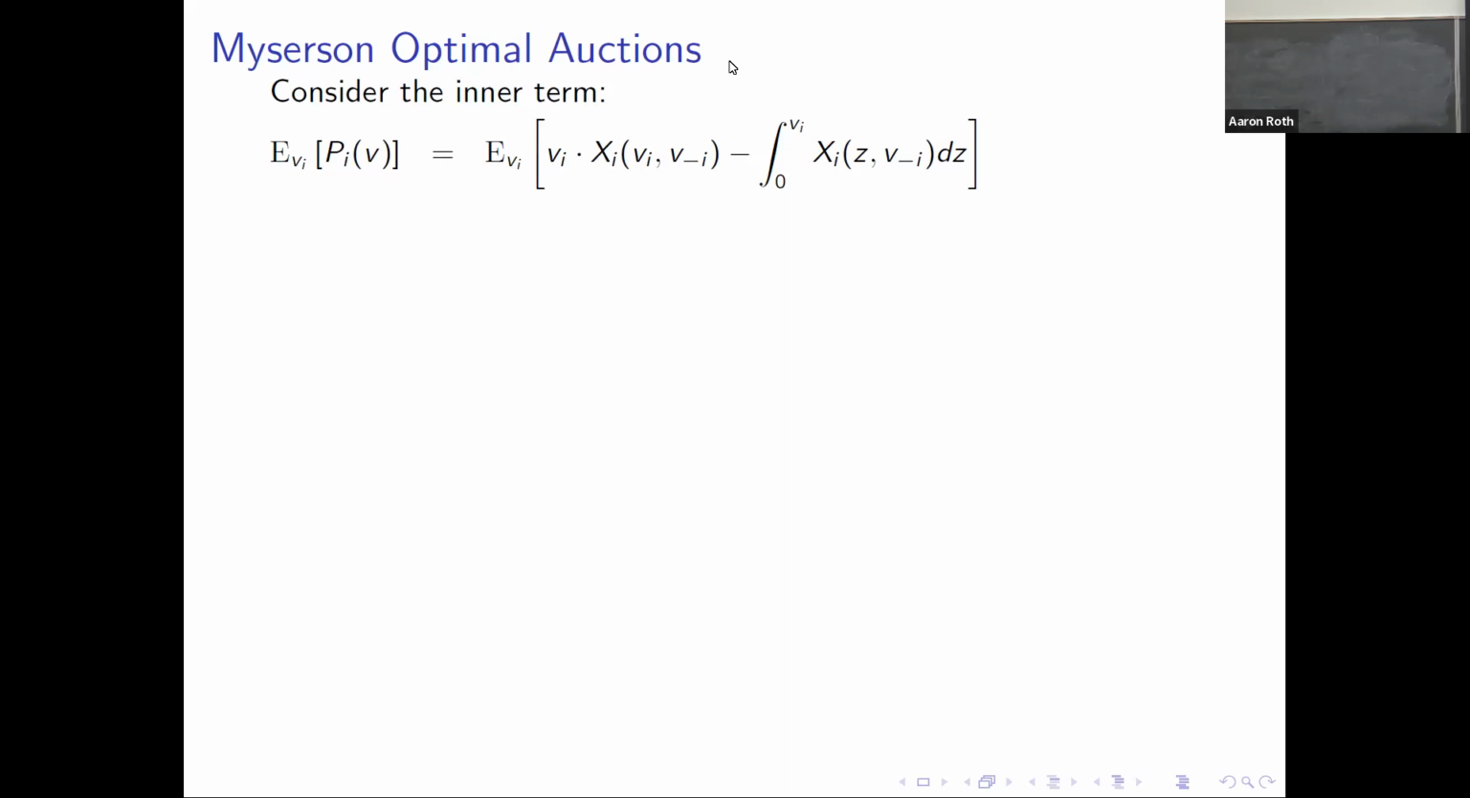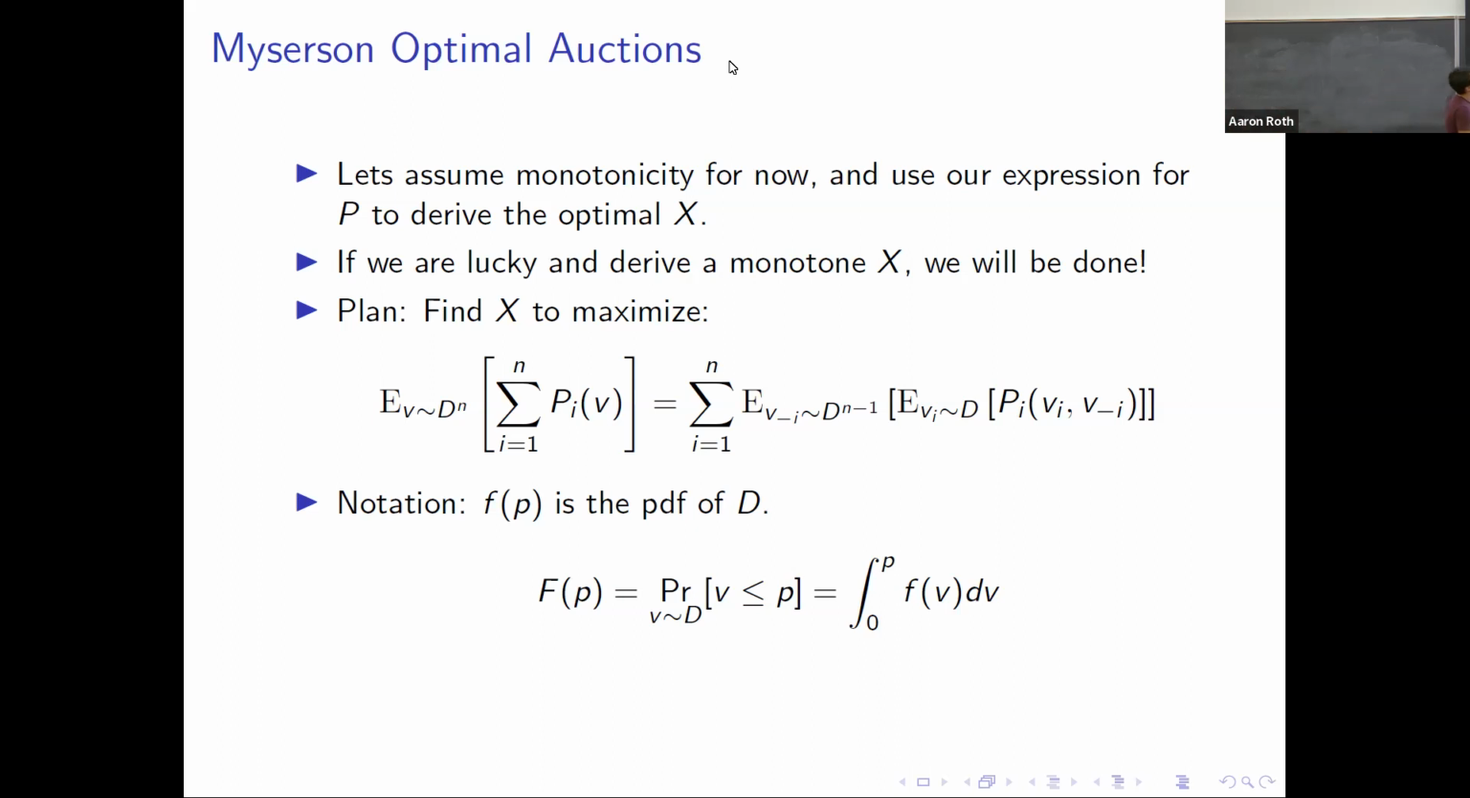And so, we're maximizing the sum of these payments. If we could maximize this expression term by term, that would be great. And so maybe let's just zoom in on this final term here. In this final term, you have been given an identity, you're bidder I. Put yourself in the role of bidder I.